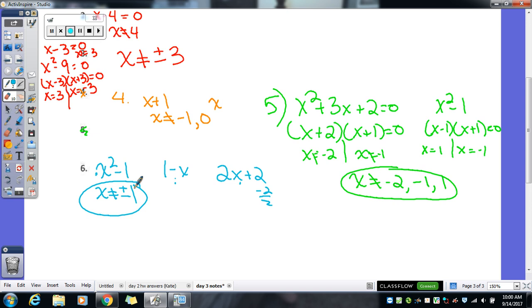Now there are restrictions also on the first one. Again, anytime you have a variable in your denominator, you're going to have a restriction to those problems. So if they ask you to make sure you state your restrictions, this is what it's asking you for. You have to state what can x not be equal to.